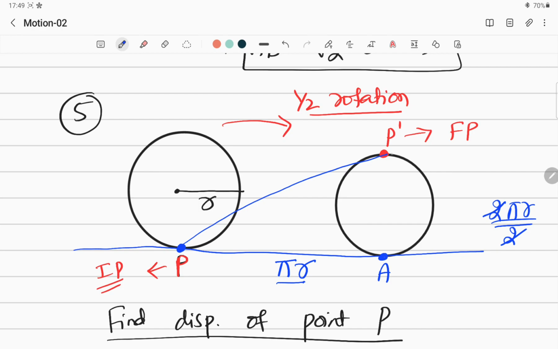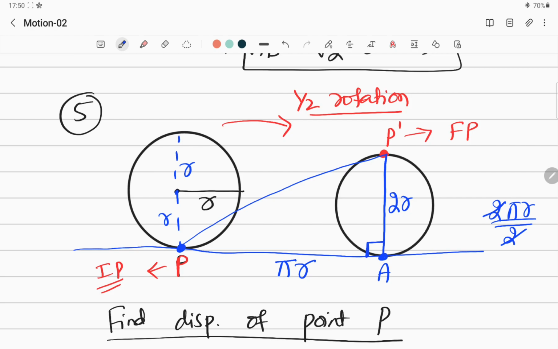All right, now how about this P dash to A? What is this distance? This is a radius, no? Radius is the same everywhere, here also r, here also r. So don't you think it becomes 2r? So this distance is pi r and this distance is 2r, and definitely this is a 90 degree angle here.